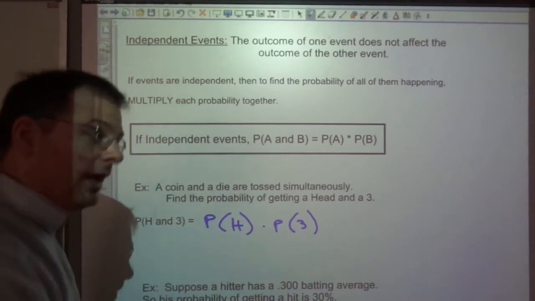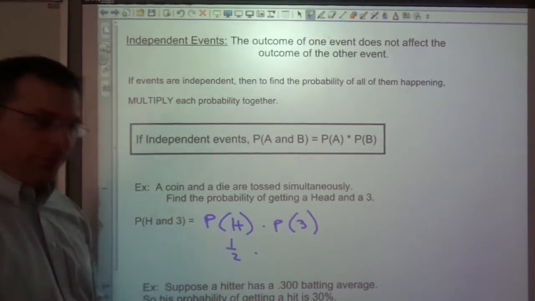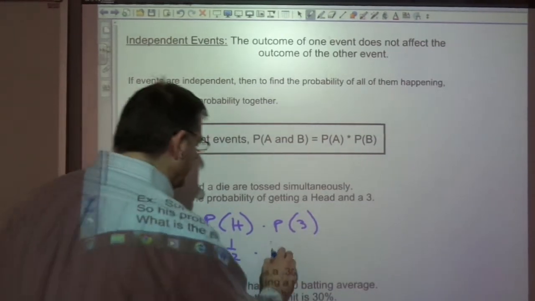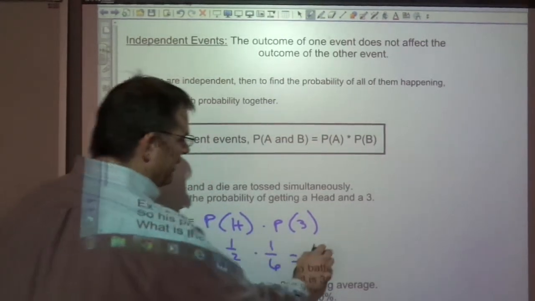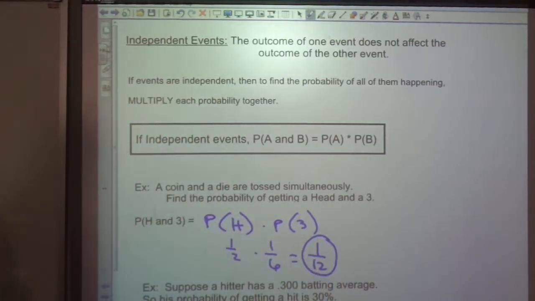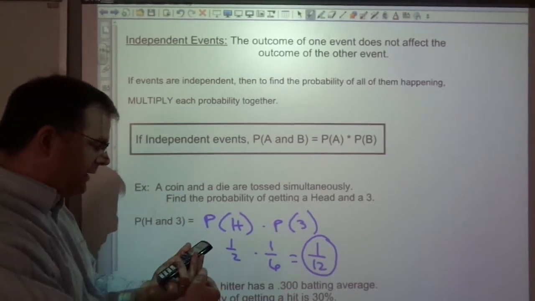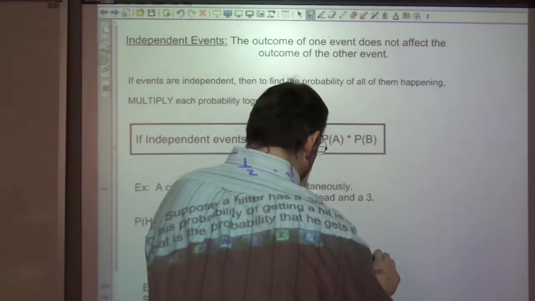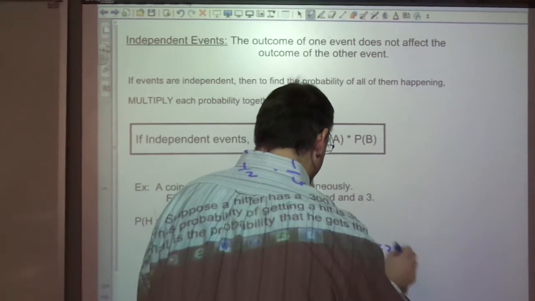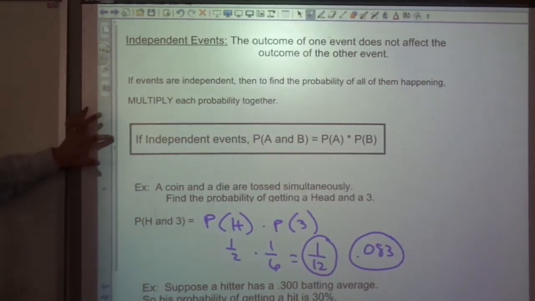And the probability of getting a head, I have a 1 out of 2 chance. The probability of getting a 3 when I roll a die is 1 out of 6. So together I have a 1 out of 12 chance of getting both heads and a 3. I could divide this up on the calculator, 1 divided by 12, and I get 0.083. Okay? Those are independent, so we can use that rule.